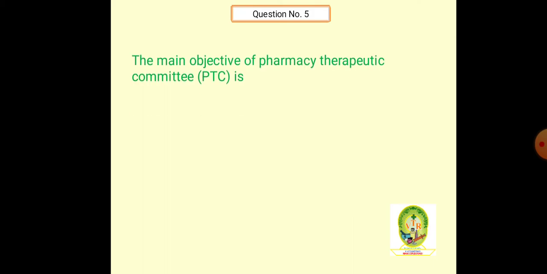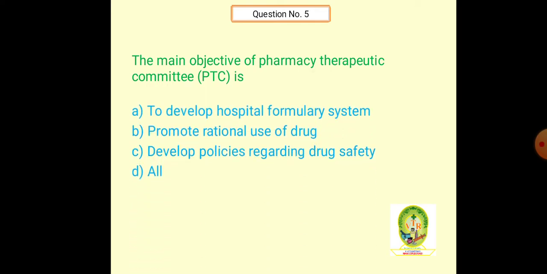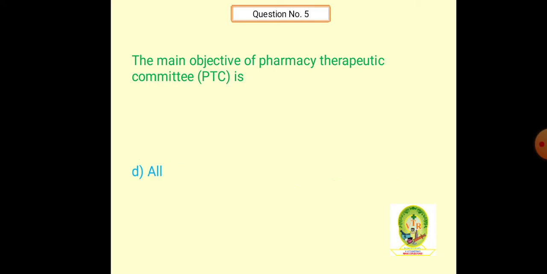The main objectives of Pharmacy Therapeutic Committee (PTC) is. Options are A. To develop hospital formulary system, B. Promote rational use of drug, C. Develop policies regarding drug safety, D. All. Right answer is D.